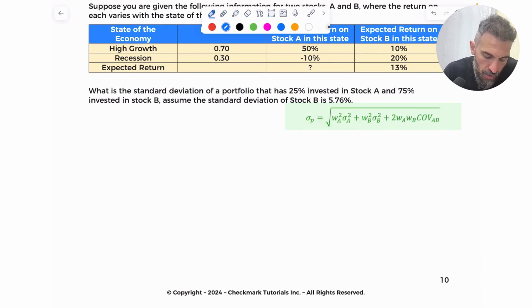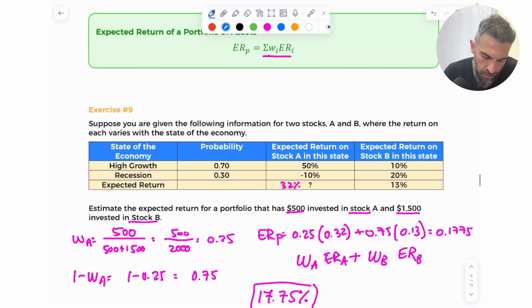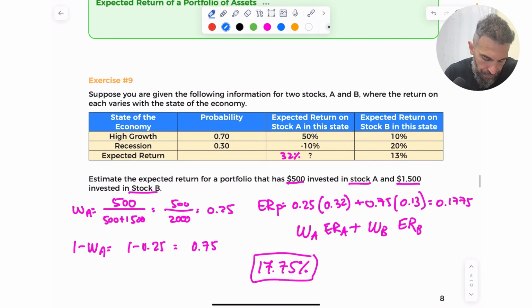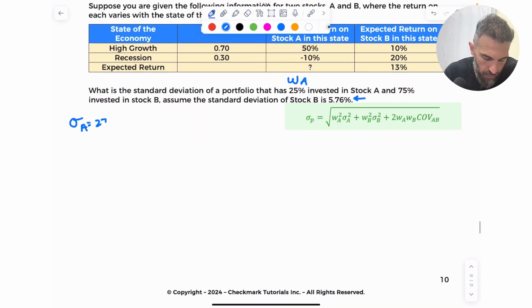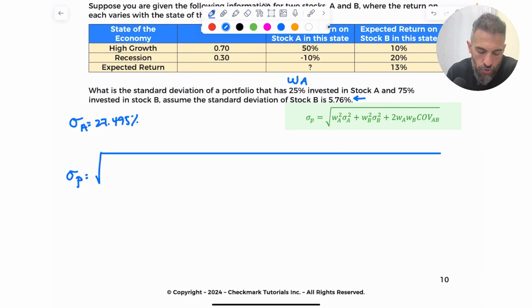So here we go. We have the weight, so we know that stock A makes up 25% of my portfolio and stock B makes up 75. We have the standard deviation right here for stock B, and the standard deviation for stock A, which we had calculated earlier, let me go get it, was 27.495. So we'll use that. Okay, so to find the standard deviation of the portfolio, I suggest you do it all in decimals.